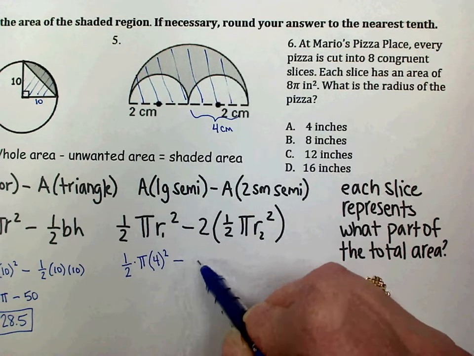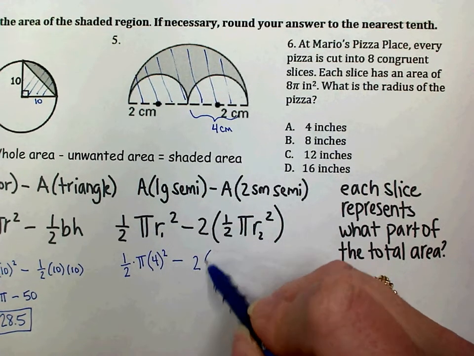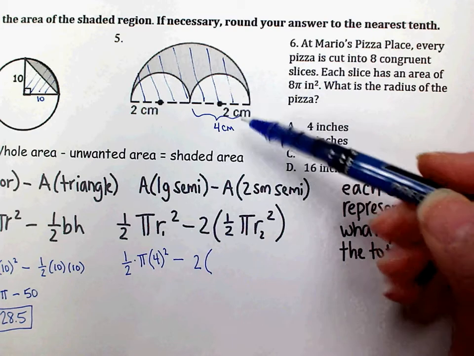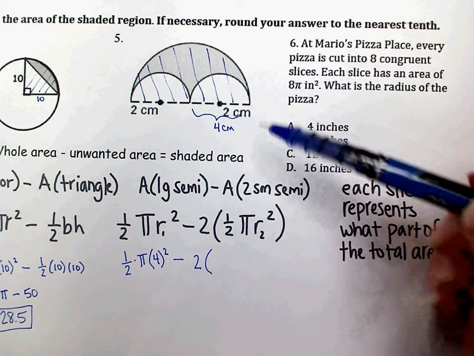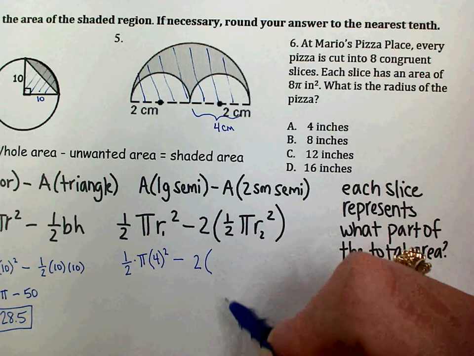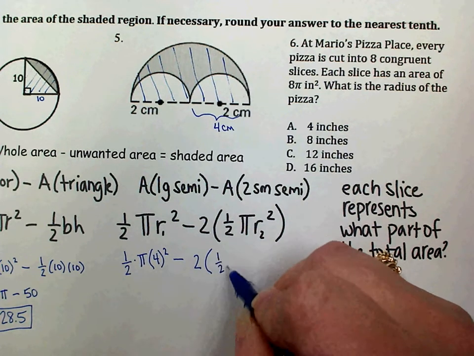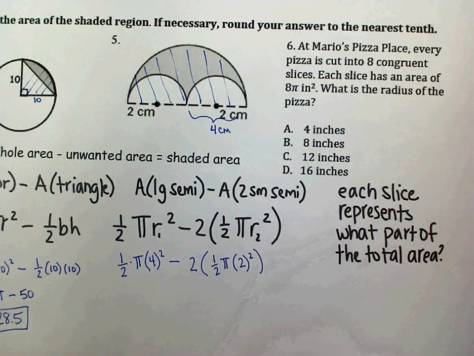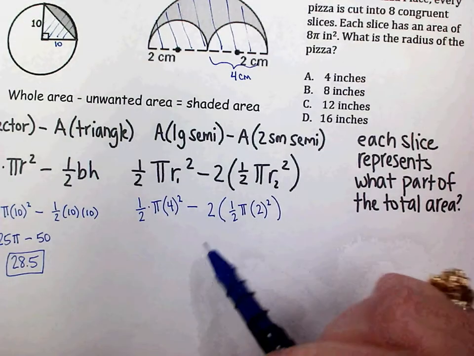We're going to subtract away 2 of the small semicircles, which are also 180 degrees since they're half of a circle. So that 180 divided by 360 also simplifies down to 1/2, but the radius of the smaller semicircles is 2, so that'd be 2 squared. So the simplification here is pretty easy.